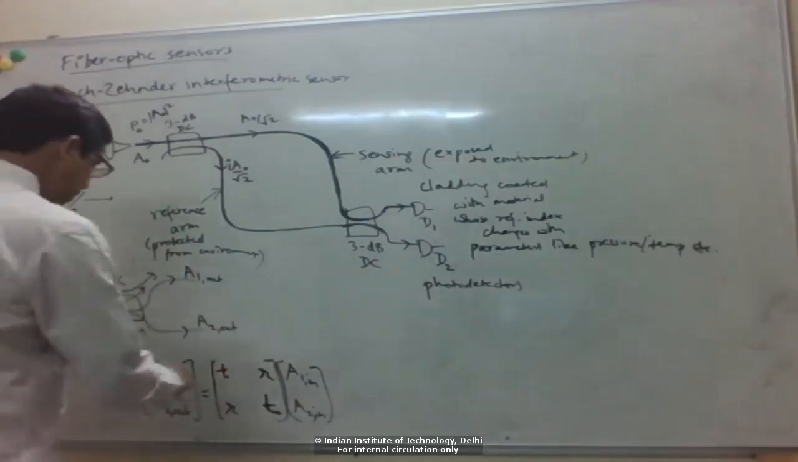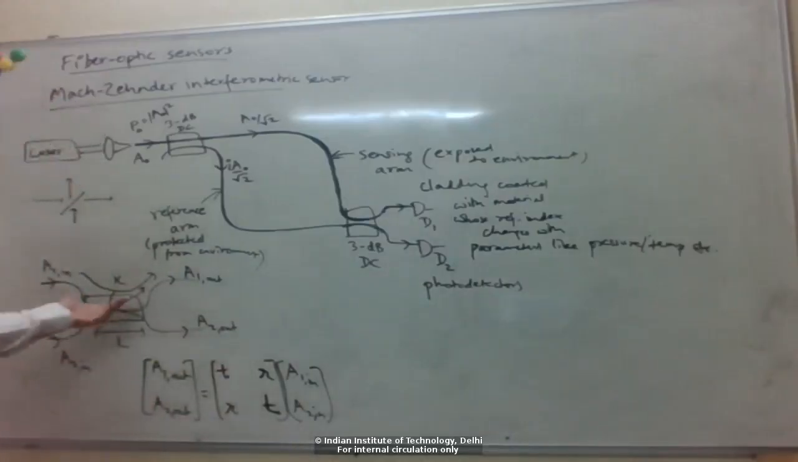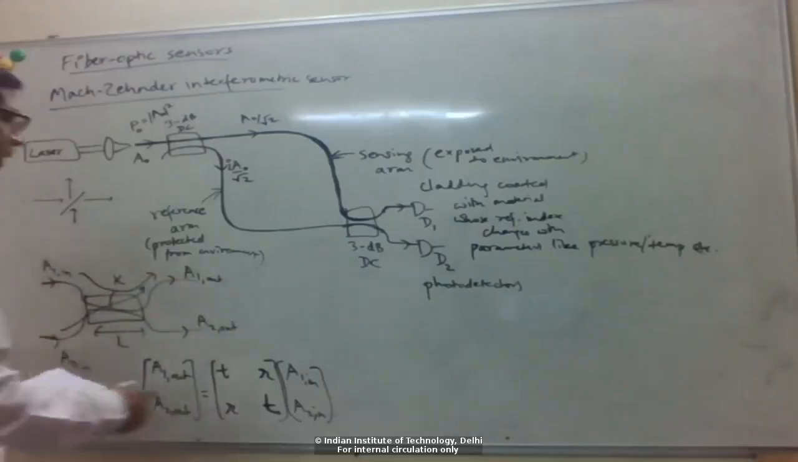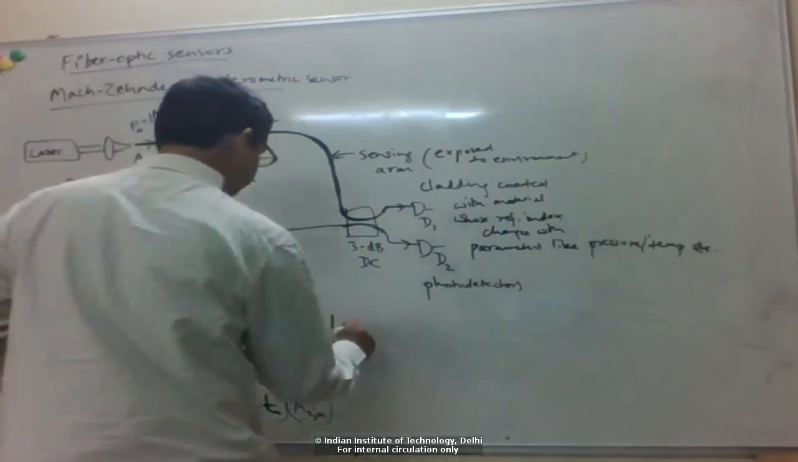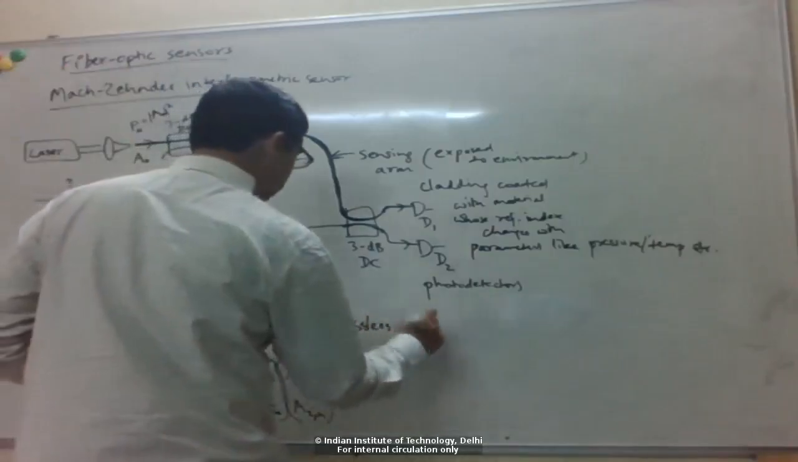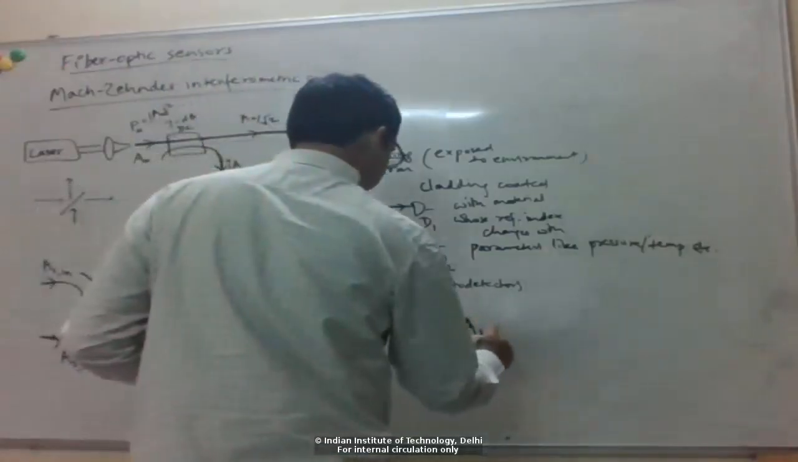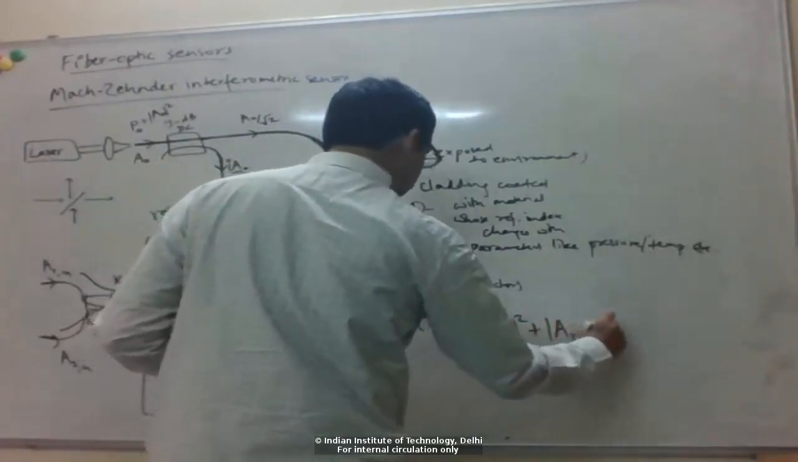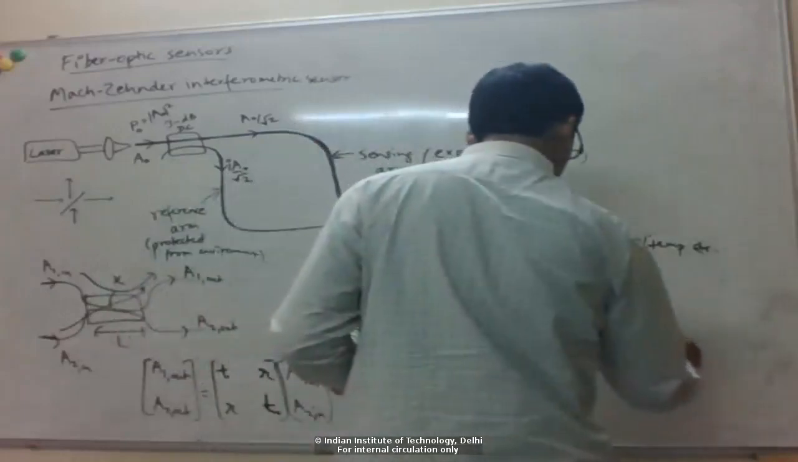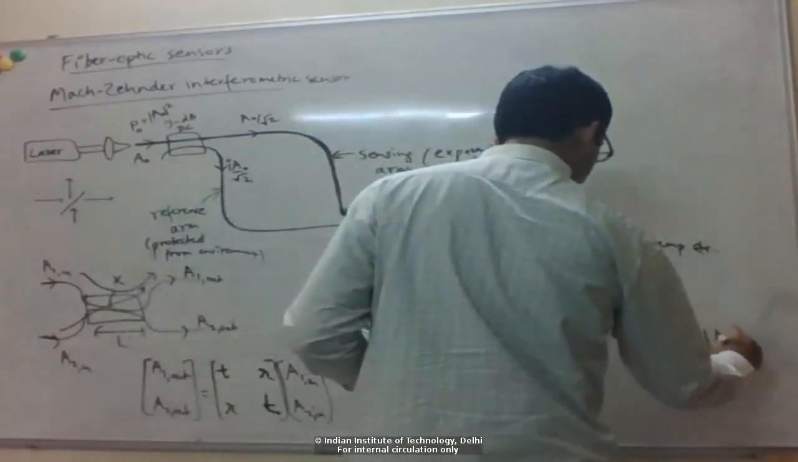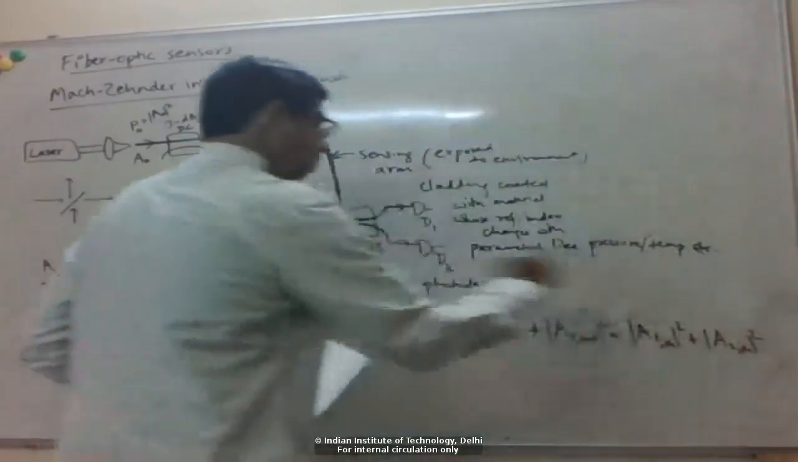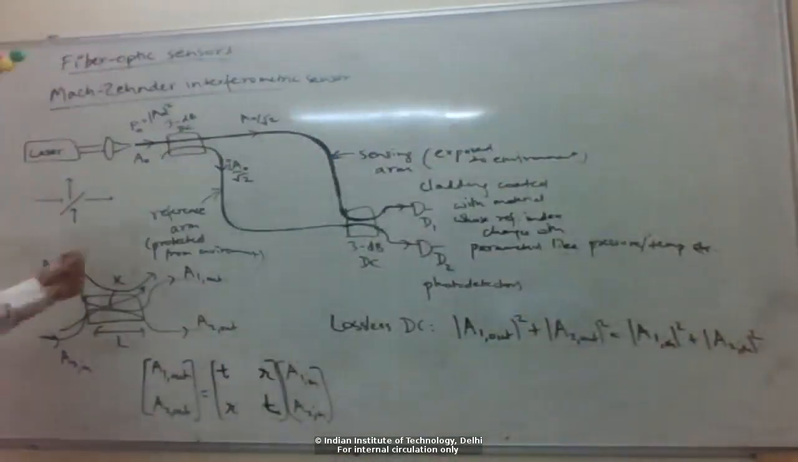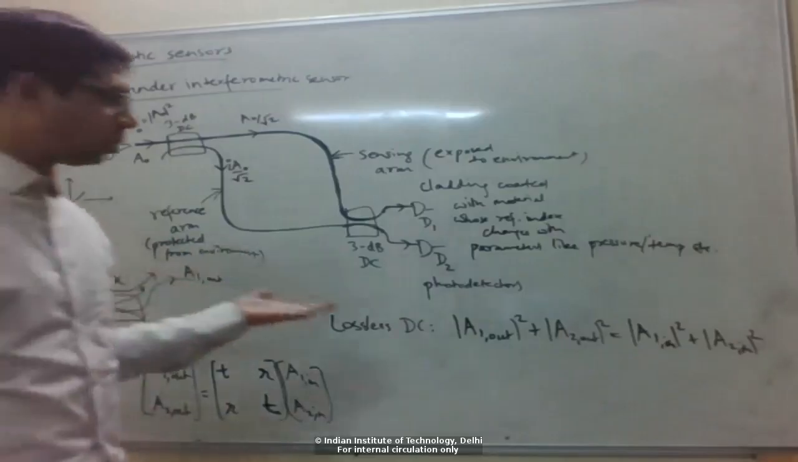And one thing that we know about this device is that it is lossless. There is no loss, which means the total output power should be equal to the total input power. So basically, mod of A1 out square plus mod of A2 out square should be equal to mod of A1 in square plus mod of A2 in square. This condition has to be satisfied because the total input power and total output power are equal. There is no loss.